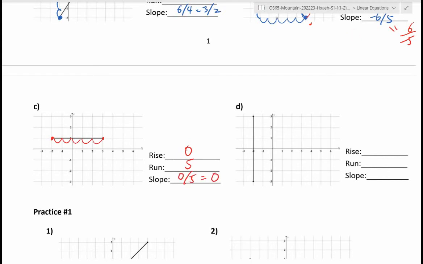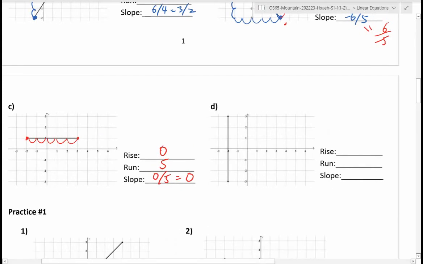That makes sense, right? Because it's not going up, nor is it going down, so it's flat. Therefore the slope is 0, right? The steepness of this line is 0. Okay. Part D, this is interesting. This is a vertical line, okay?